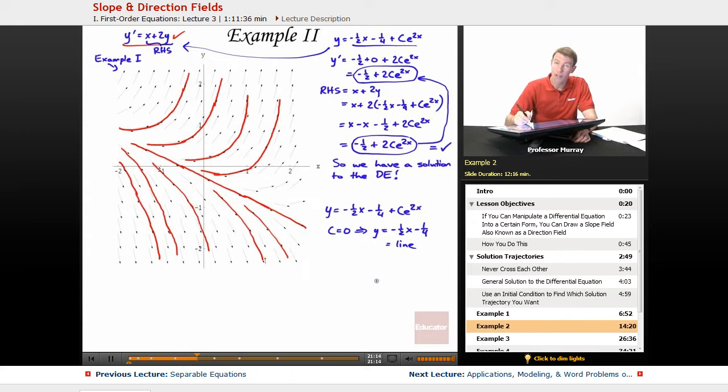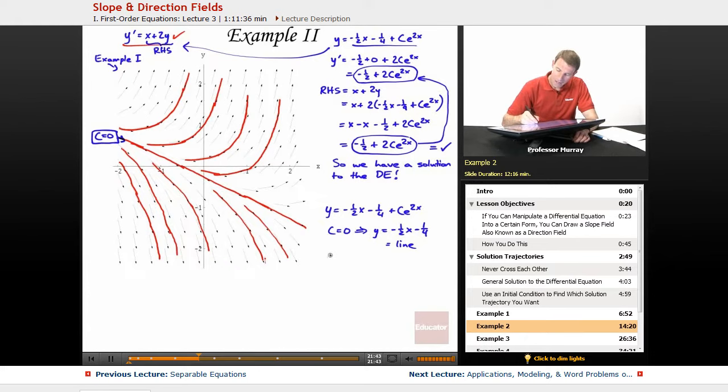It's a line with negative 1/2 slope. And I see that right here in the middle of my graph. It's this line right here in the middle. So let me flag this solution trajectory. This line is the line corresponding to c equals 0. So that's the solution trajectory corresponding to c equals 0.